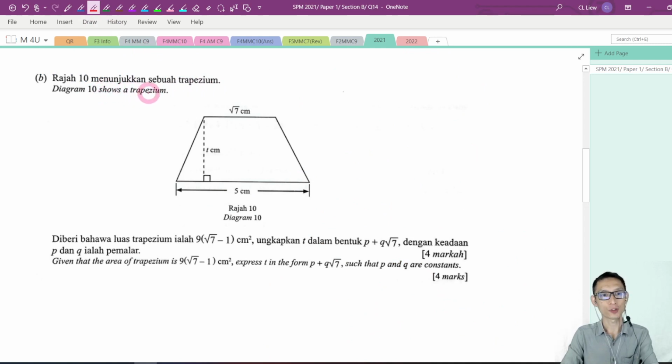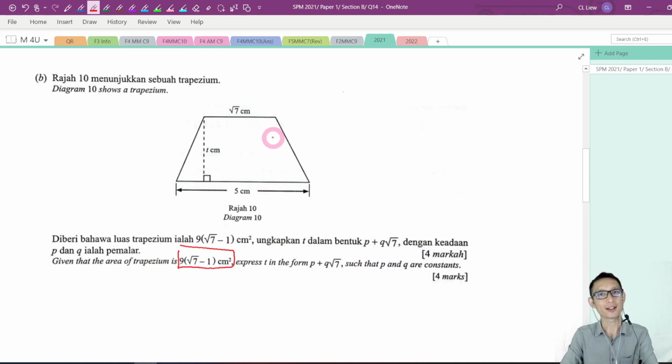Diagram 10 shows a trapezium. Okay, we have a trapezium over here. Given that the area of this trapezium is equal to this. Express t in the form of p plus q times square root of 7 such that p and q are constants.